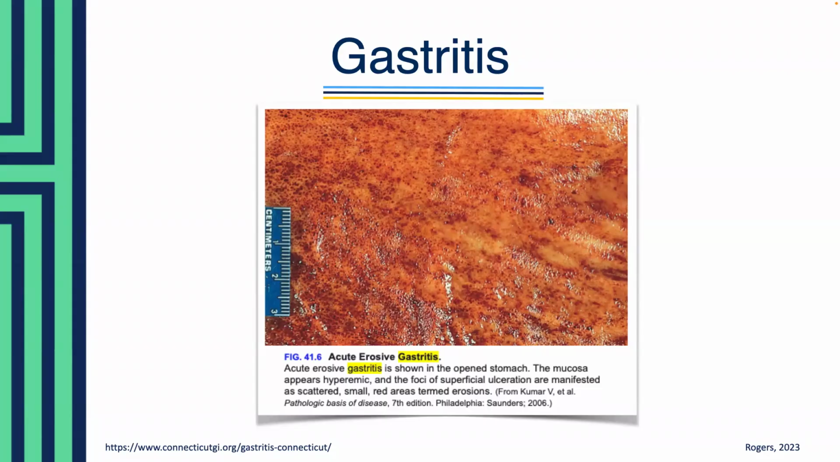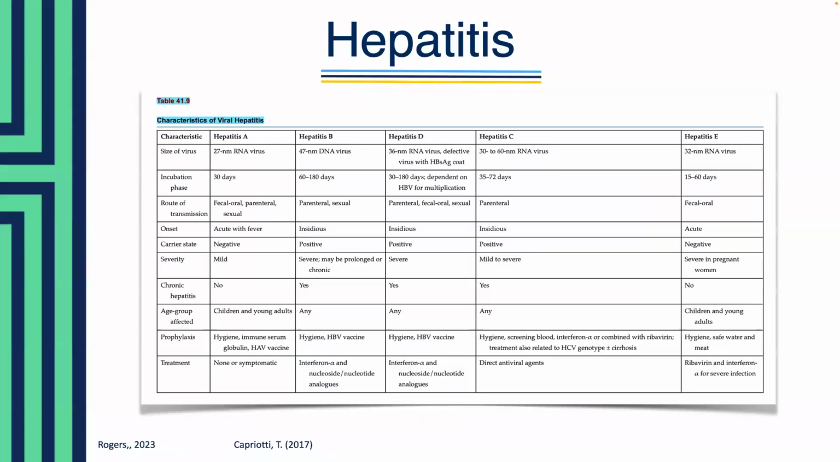Okay. Now we're going to move on to the last topic that we're going to talk about today, which is hepatitis. So hepatitis is that inflammatory condition of the liver caused by viral infections or other factors like alcohol consumption or autoimmune disorders. So table 41.9 reviews the characteristics of viral hepatitis, and it kind of contrasts all of them. So it's nice to look at that and review it.